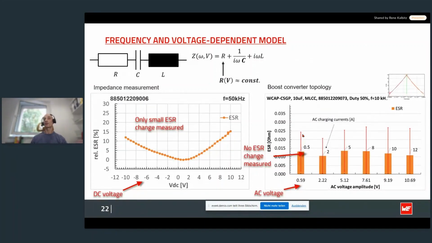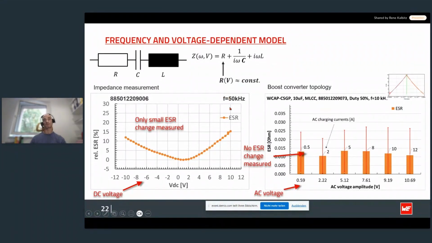So far, we have only talked about capacitance. But what about the equivalent series resistance? All capacitors have losses represented by the ESR. Is it not changing as well? To cut a long story short, the ESR has only a relatively weak dependence on the applied voltage.